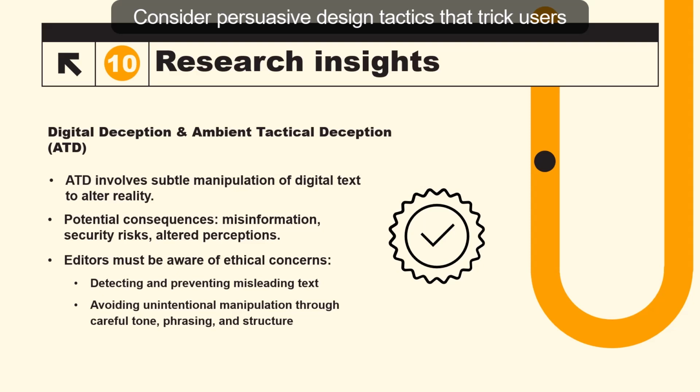Consider persuasive design tactics that trick users into actions they may not take otherwise, like misleading opt-in settings. If an editor frames content in a way that subtly pressures users, are they enhancing usability or manipulating behavior? Technical editors must remember their ethical responsibility. They must balance persuasion with honesty, ensure transparency, and prevent deceptive messaging.